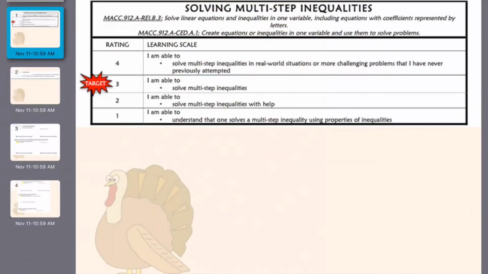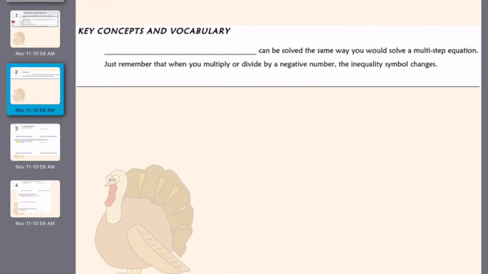Today, we're going to be talking about solving multi-step inequalities. By the end of this video, I hope that you're actually able to solve multi-step inequalities. So let's start with our key concepts and vocabulary. As you probably guessed, our key concept and vocabulary is multi-step inequations. Inequalities, not inequations.